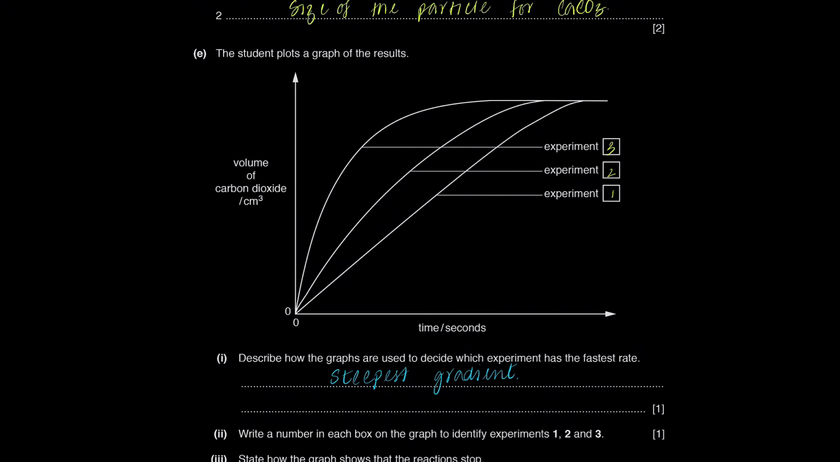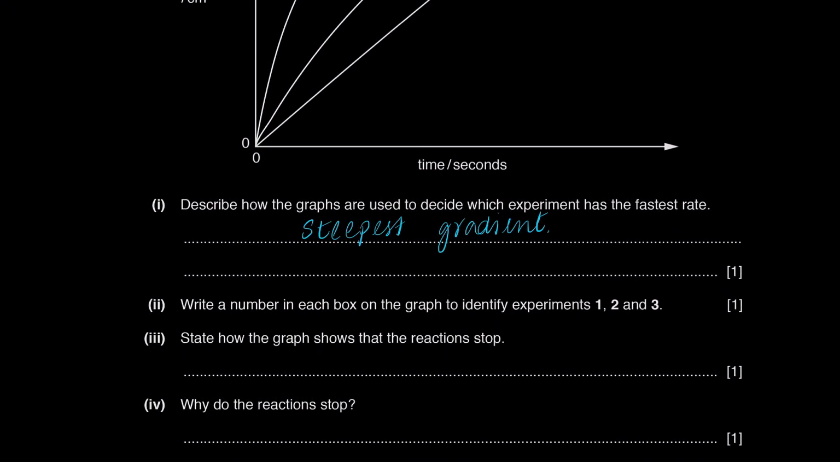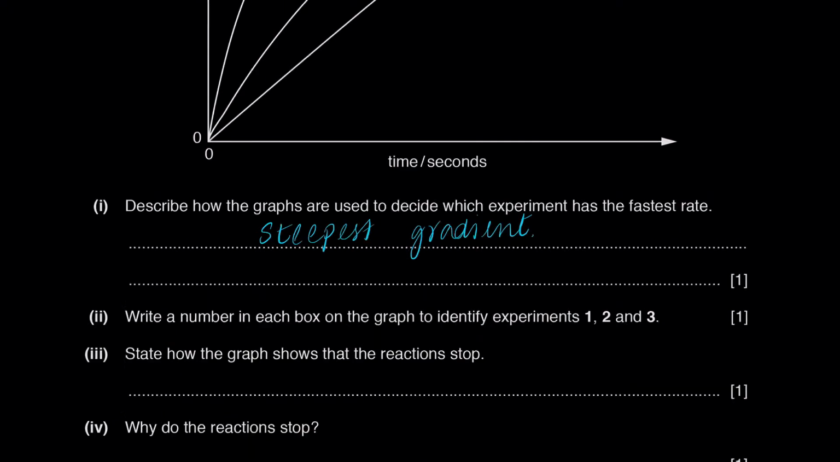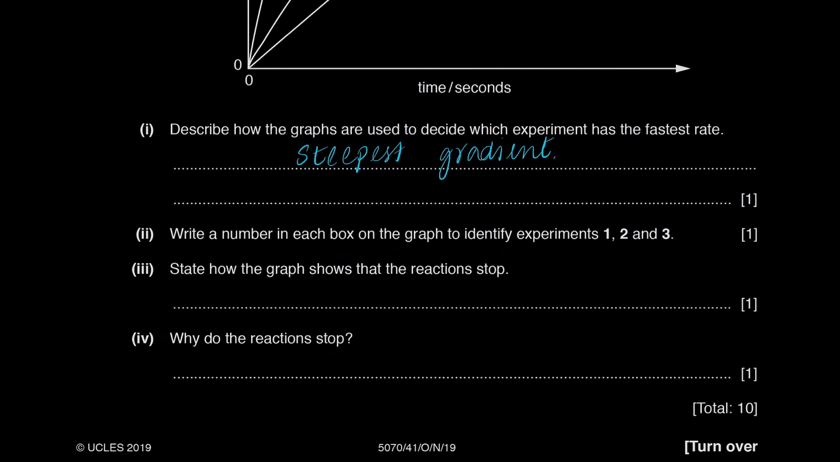ठीक है. Nawal, we won't say moles of calcium carbonate. They're already in excess. They won't change the rate of reaction. But you got to make sure they're in excess, I guess, but probably not the best point to highlight. Write a number in each box on the graph to identify experiments 1, 2, 3. We did that. State how the graph shows the reaction has stopped. The graph has become horizontal.